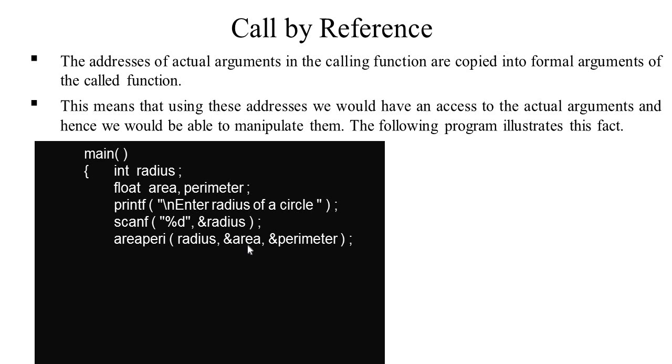So what does it mean? We are passing the actual memory address of that particular variable. Not the value but the address of the particular variable. And this parameter is also passed by reference. And after that, printf area is equal to area and perimeter is equal to, we have just printed out the values of these.